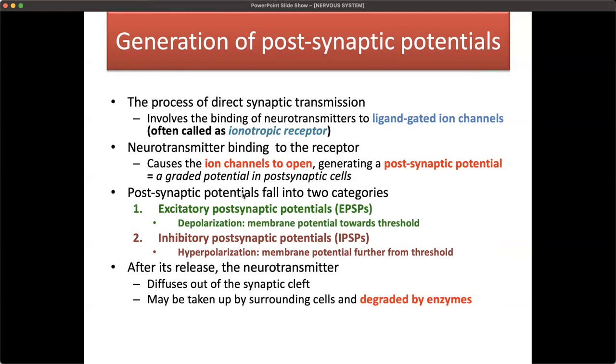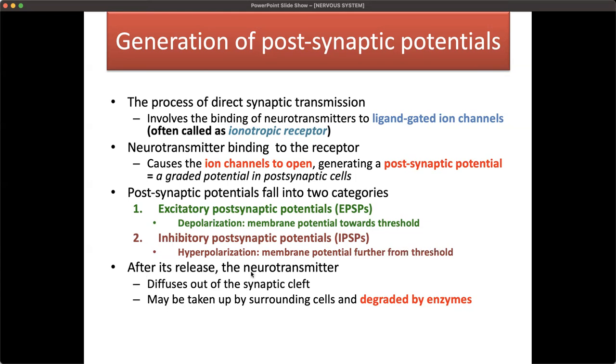So at the postsynaptic potential, there are 2 different categories. It's either excitatory postsynaptic potential, or we call it EPSP, where they're involving depolarization, where the membrane potential is going to move or trigger to the threshold. Then we have the inhibitory postsynaptic potential, we call it IPSP, where it's going to involve hyperpolarization. The membrane potential is going to be further away from the threshold.